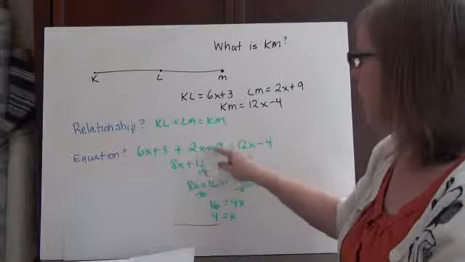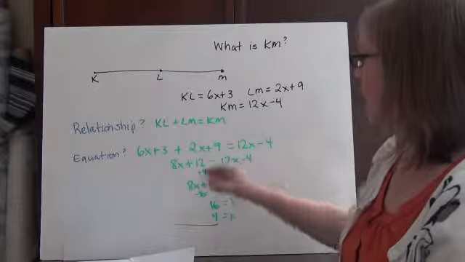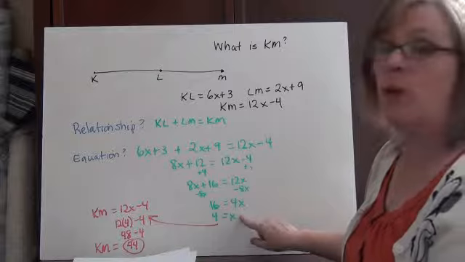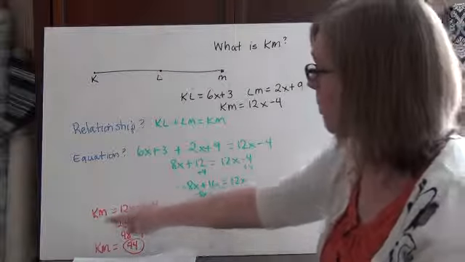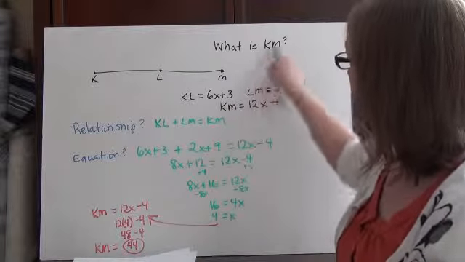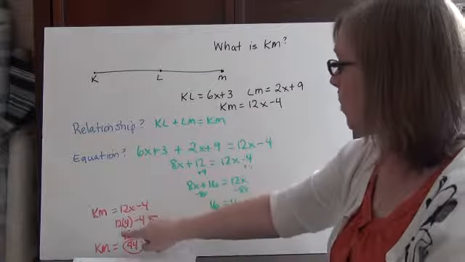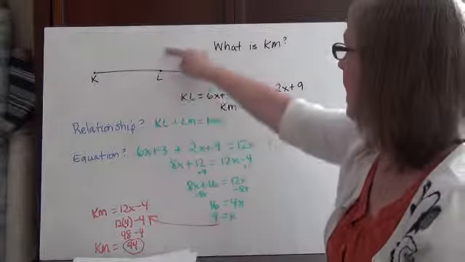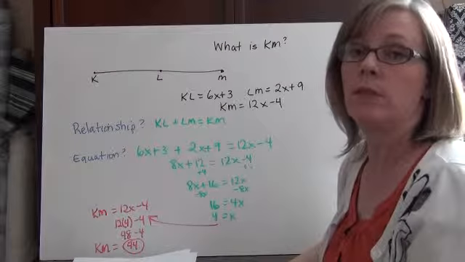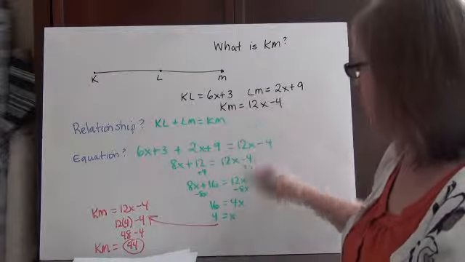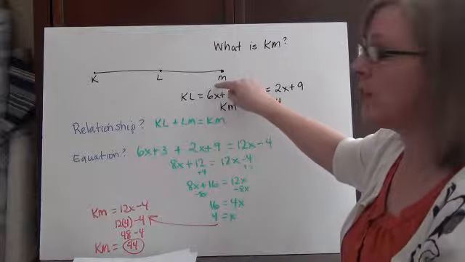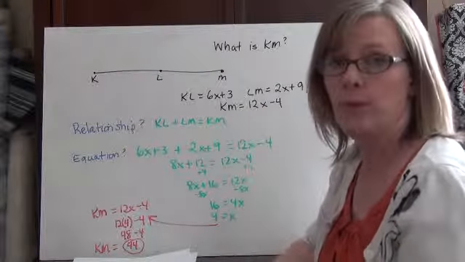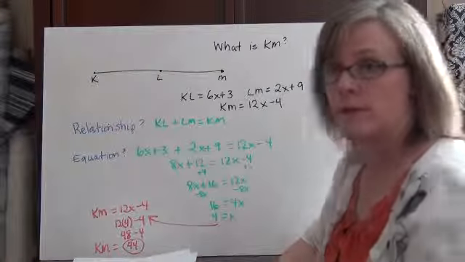So then I'm just going to combine like terms, okay, and solve out my algebra and get down to x equals 4. So now I plug back in to KM because they asked me KM, and I did 12 times 4 minus 4. So 48 minus 4, I got that KM equals 44. I could also find out what each of the segments is if I wanted to by plugging that x back in here. They did not ask me the question. Okay? That's it.